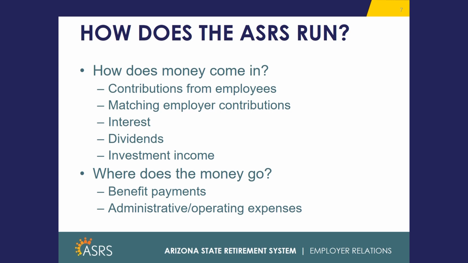If you're ever curious about how we invest the monies, when you go to our website, again at ASRS.gov, there's a section towards the bottom that references investment. You can click on those links, and it gives you a variety of pages that talk about where we invest the monies. It's all public information. The money, how does it go out? Benefit payments, the pension, survivor benefits, and there's also administrative costs for the staff and operating expenses.